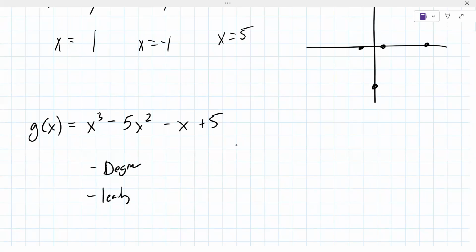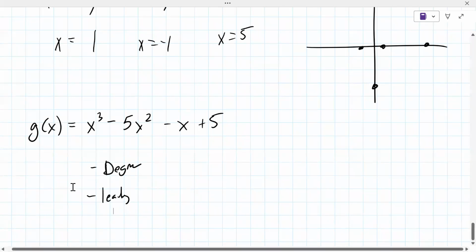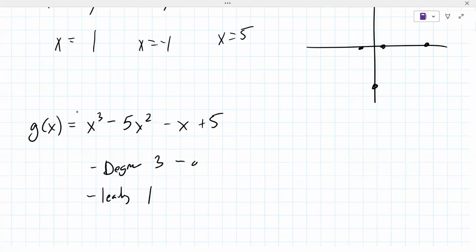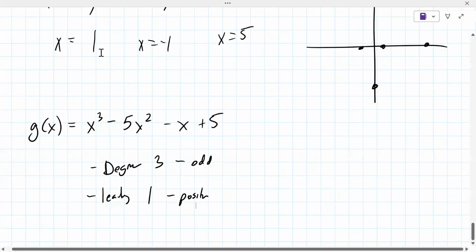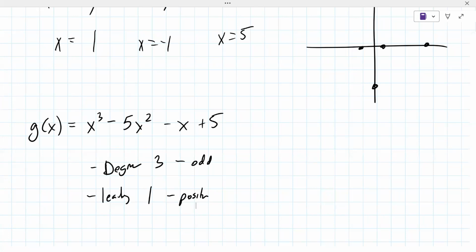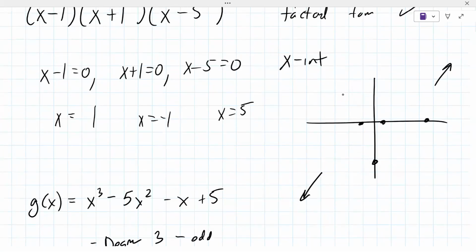So what's the degree here? The degree would be 3, leading would be 1. So we call that odd, and that's positive. Odd and positive, therefore making it one of the C or D's. So you'll line it up. It's basically the same as what we just did.